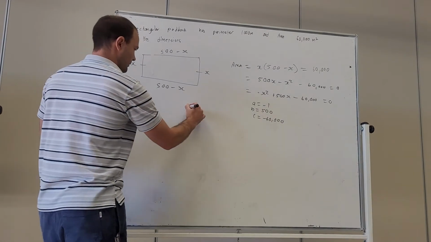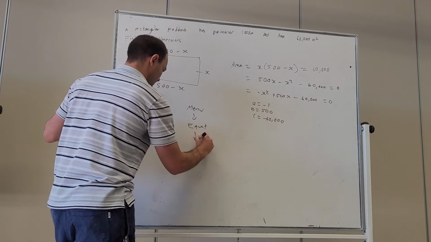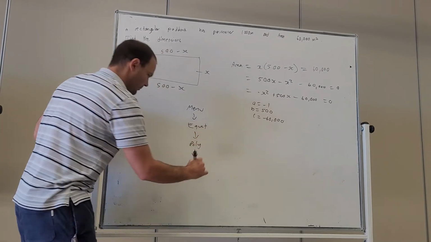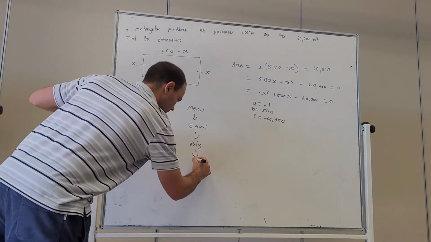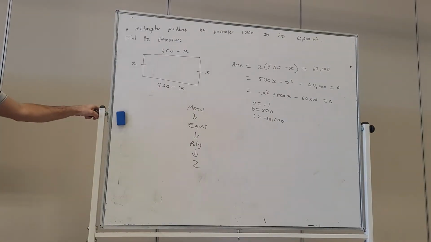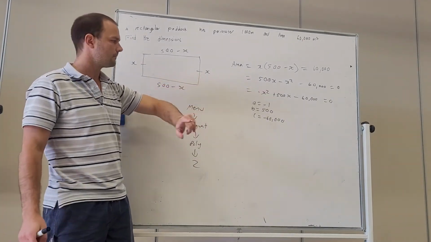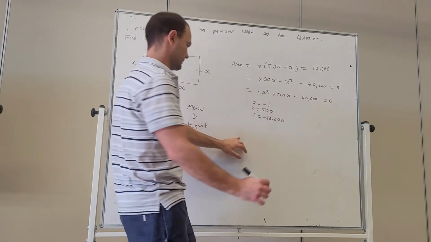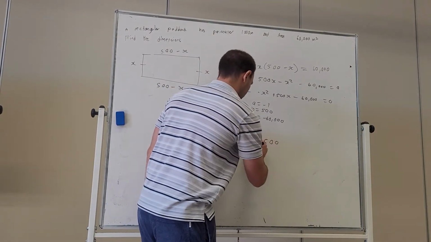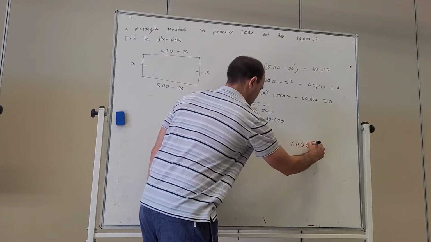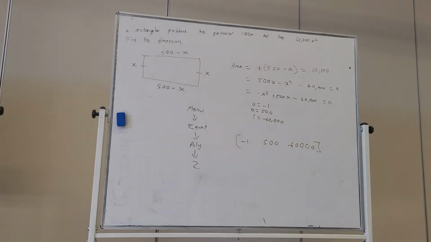So here's what we're going to do. We're going to menu, equation solver, polynomial, and we're talking about a quadratic which has a degree of 2. So we're going to press 2, and then you're just putting in these values, just the numbers, -1, 500, and minus 60,000. On your calculator, I think it looks something like this. All right, so let's do that now. Let's find our solution.